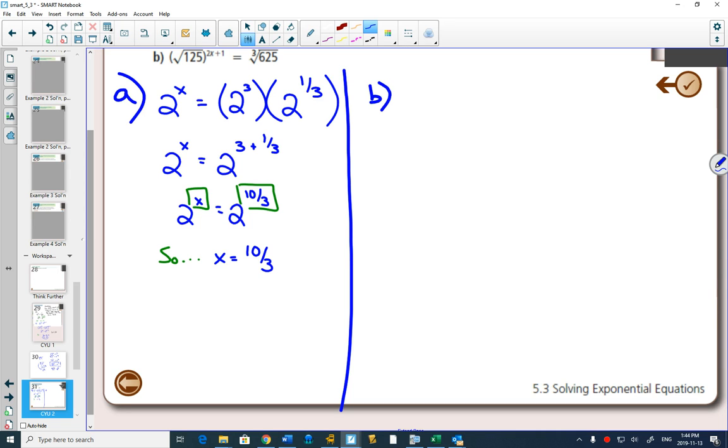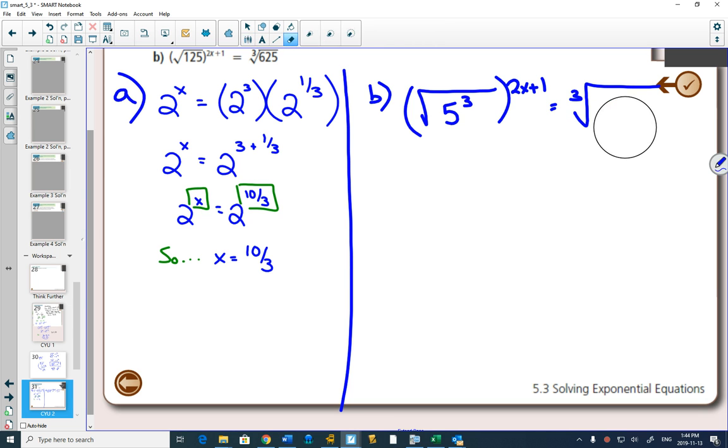B. We've got the square root of 125 to the 2x plus 1 equals the cube root of 625. So again, we go to our powers chart, and are 125 and 625 ever in the same column? Yes, they're both powers of 5. So I can change 125 to 5 cubed. And I can change 625 to 5 to the 4.